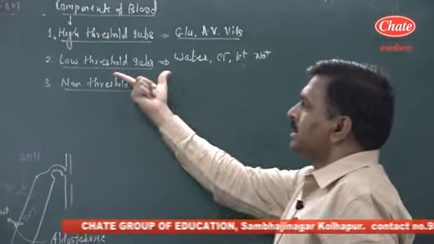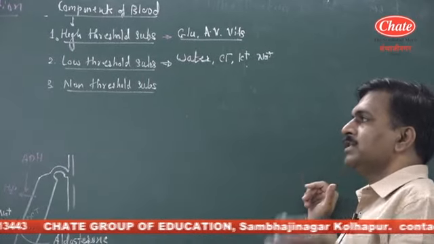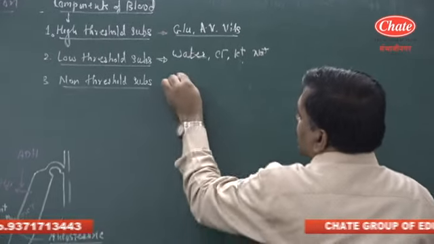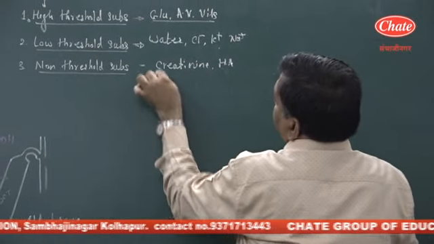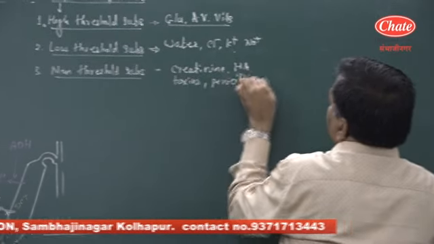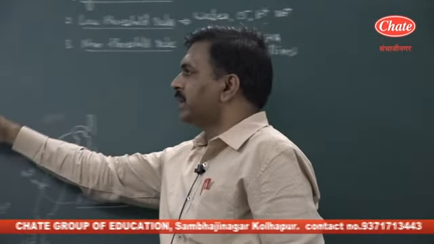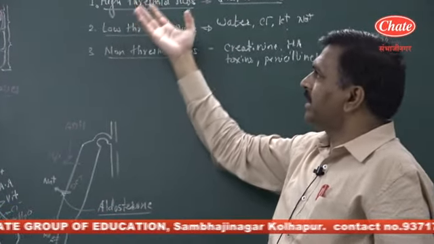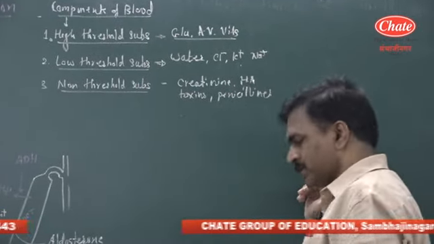So these are the low threshold substances, while non threshold substances are those not needed by the body and eliminated as they are, like creatinine, hippuric acid, toxins, penicillins. These substances are termed non threshold substances, meaning they do not get reabsorbed back. So all components which are filtered during ultrafiltration are categorized into three types: high threshold substances, low threshold substances and non threshold substances.